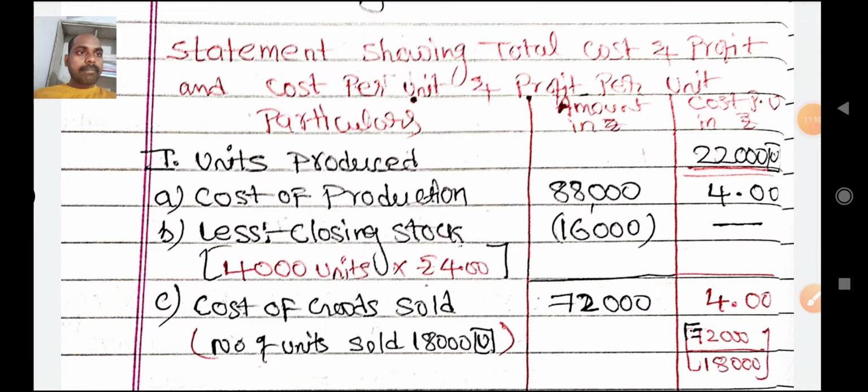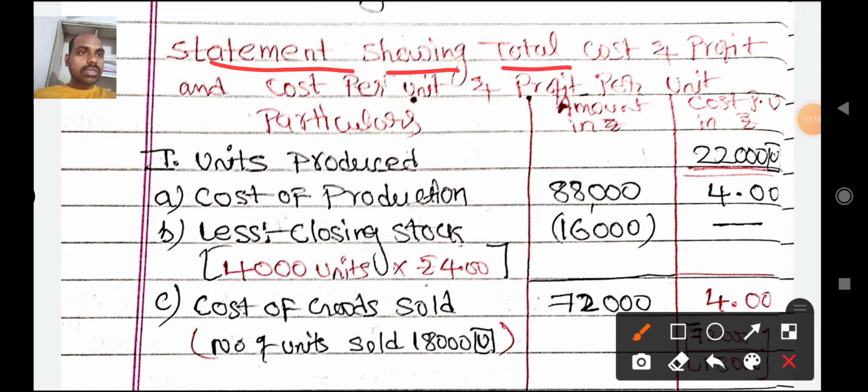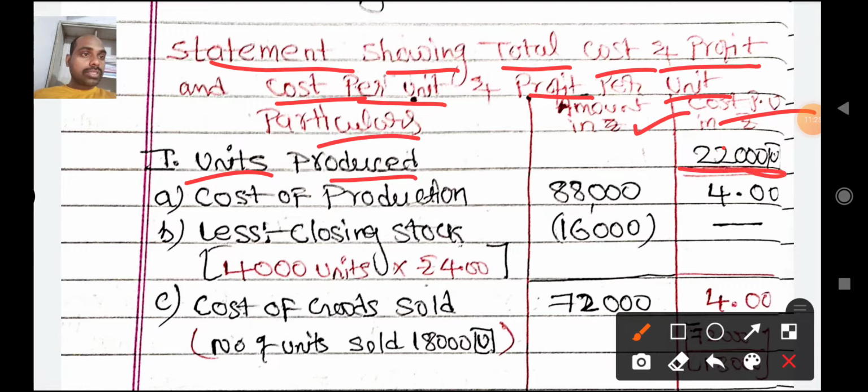ओके, थोड़ा थोड़ा ऊपर करेंगे. राइट, नाउ statement showing total cost and profit and cost per unit and profit per unit. Particulars, amount, cost per unit. Units produced 22,000, ये लिख के रखो, because everything till cost of goods sold, means cost of production तक, from cost of goods sold onwards we will divide it by number of units sold. Till this point you will divide it by number of units produced.